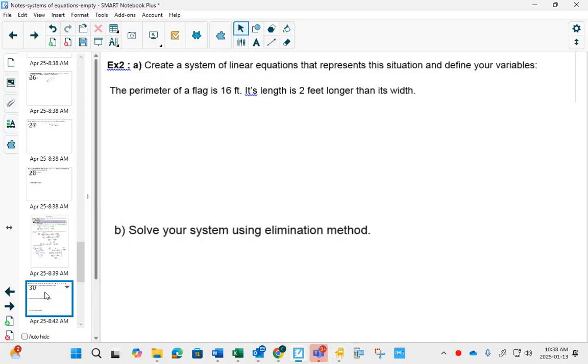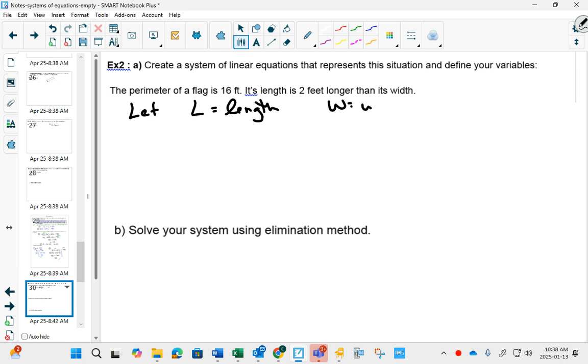All right, let's see how you did on this one. I am going to choose L for length and W for width. Seems like a good choice. Then we have two things. I feel like this one is the easier sentence. Its length is 2 feet longer than the width.